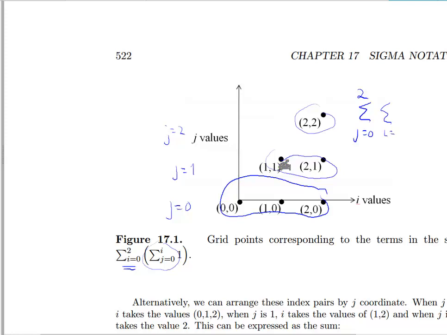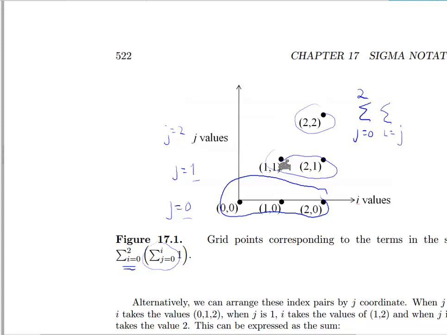Okay. Now, what's the smallest value of i in the sum? Well, in the first sum, the smallest value is 0. That's when j equals 0. In the second sum, the smallest value of i is 1. That's when j equals 1. And the third sum, the smallest value of i is 2. That's when j equals 2. Okay, so we can see actually the lower limit for the i sum is always equal to j.